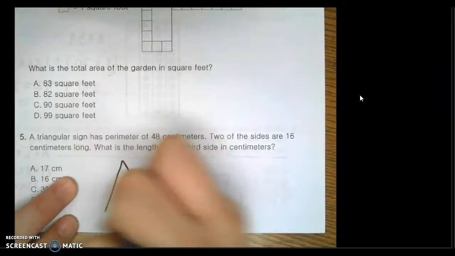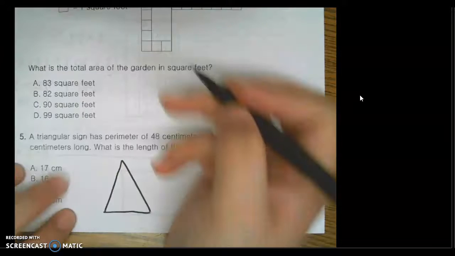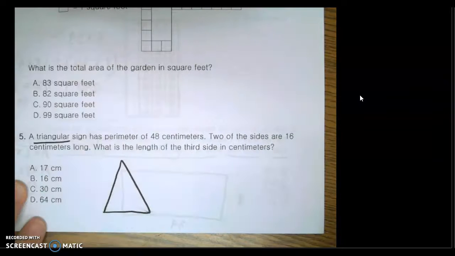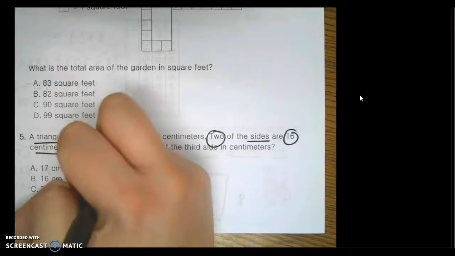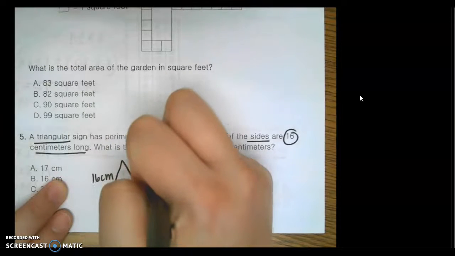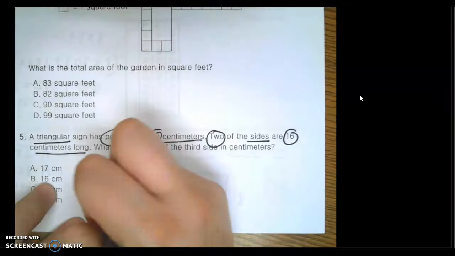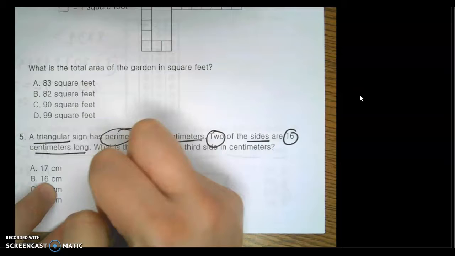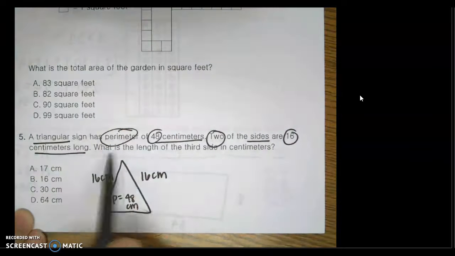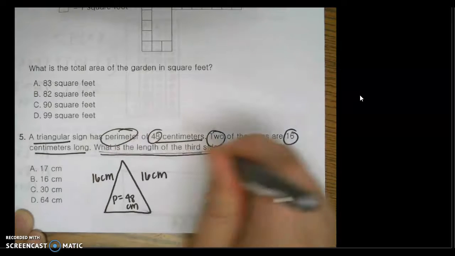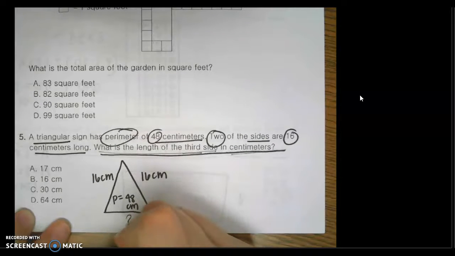Good. You need to draw out your figure. And I know that it's a triangle. Two of the sides are 16 centimeters long. The perimeter is 48 centimeters. What is the length of the third side? I'm looking for that.